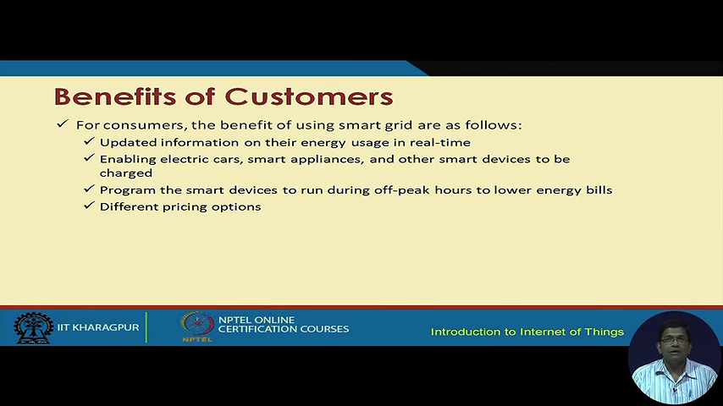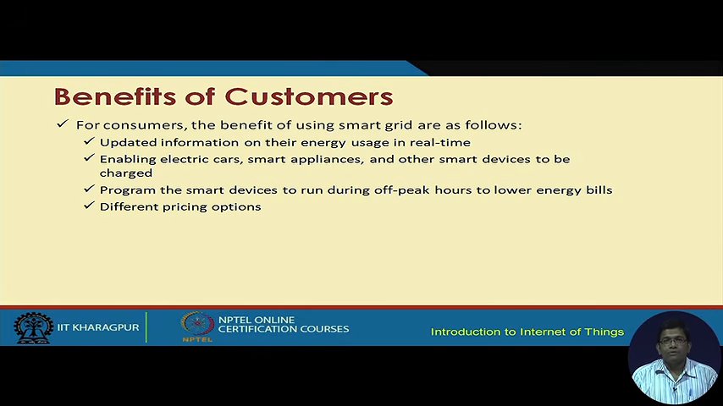In fact, not only can customers monitor their energy usage, they can also program that during this time of the day I will be using this much energy, I plan to use this much of energy. During the other times I will be using some other amount of energy, and so on. So, all these different planning can be programmed by the customers in the smart grid.